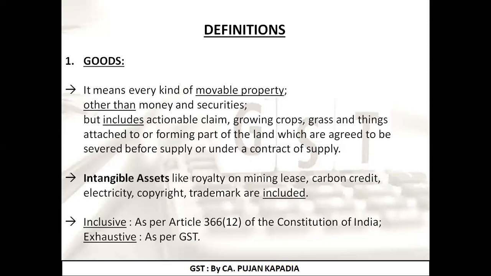This percentage is known as royalty. Second is carbon credit. Carbon credit is basically a particular amount of pollution you are permitted to do if you are running a factory.